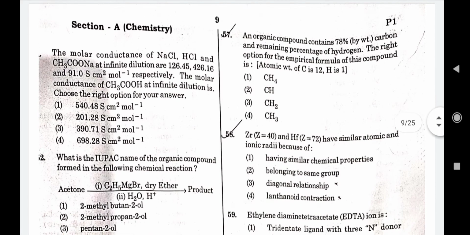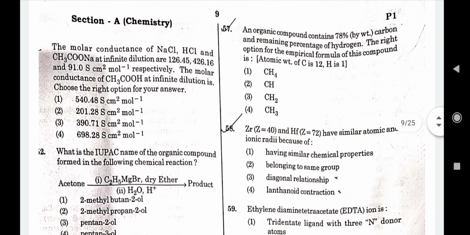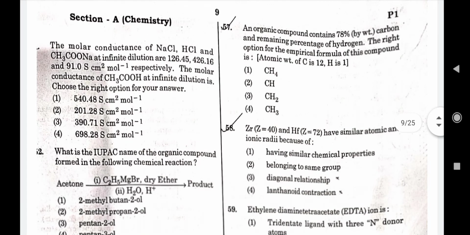So in this video we will be discussing the answer key of today's chemistry paper of NEET 2021. Now without wasting any time, starting with chemistry, question number 1.